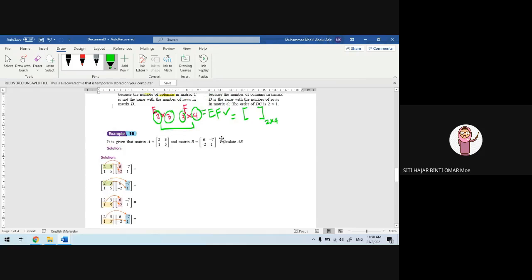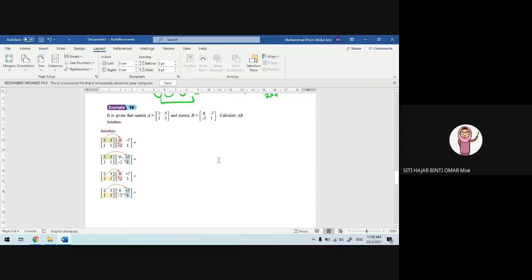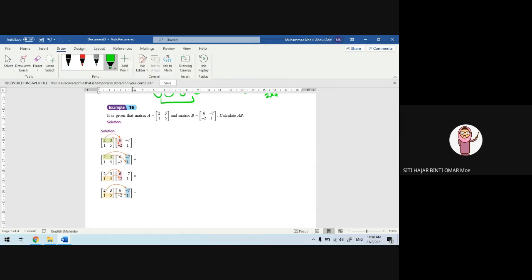How you multiply. Okay, so given matrix A and matrix B. Now we need to calculate A multiplied by B. So here is 2 by 2. This one is 2 by 2. Okay, so this number is the same. So your final answer should be 2 by 2.